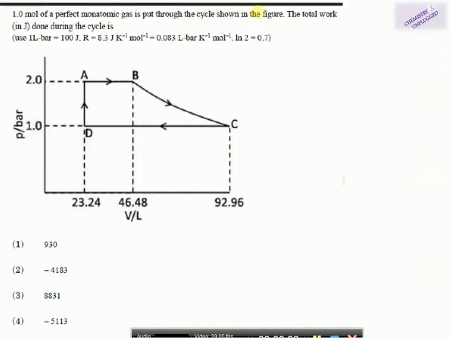So first we will take a question from December 2019. The question was, 1 mole of a perfect monoatomic gas is put through the cycle shown in the figure. The total work in joule done during the cycle is, and all the necessary parameters are given here. So what is the work?